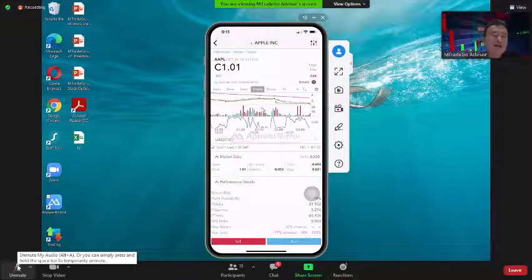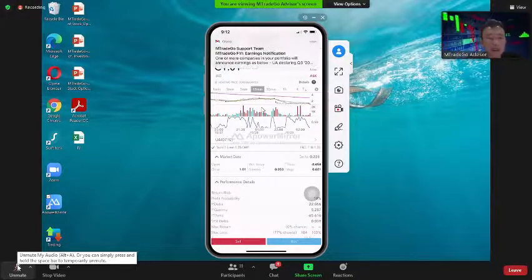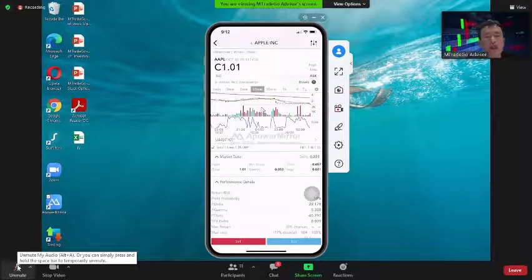Okay, what is delta first? Delta means that for every $1 the price changes, the option price will change by that value. Meaning that if Apple goes from 112 to 113, $1 up, the option price will go up 22 cents, because the delta here is 0.22. If tonight Apple stock goes up to 113, the option price will be 1.23, because 1.01 plus 0.22. So you will get roughly 20% return.